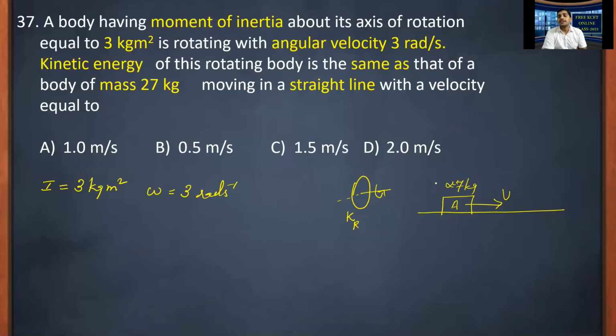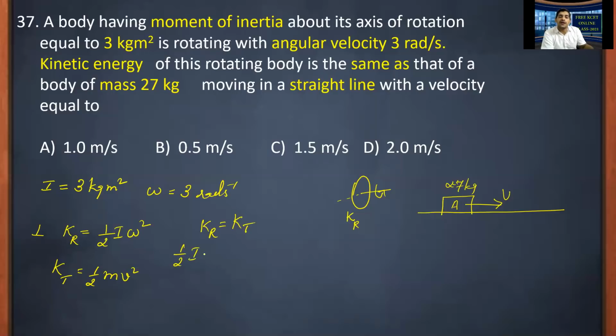say a body of mass, it moves with some velocity v. What is the question asked? The kinetic energy of this body moving along a straight line is equal to the kinetic energy of this rotating body. Then what should be the velocity of the moving particle? So we have the formula for rotational kinetic energy, Kr, half into I into omega square, whereas translational kinetic energy is nothing but half into mv square. So this is given in the question that the rotational kinetic energy is equal to translational kinetic energy.